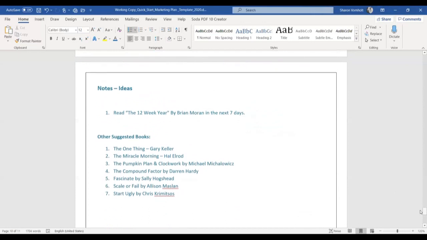So the last thing I want to go over is kind of a reading list. My number 1 book, that if I had to say there's 1 book that will change your life, it's reading The 12-Week Year by Brian Moran. Getting this framework inserted into your business so that you're doing everything based on quarters. It makes it all seem a whole lot less scary, I'll tell you that. A whole lot more attainable.